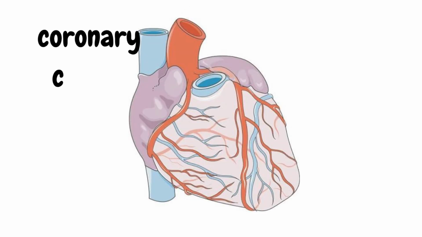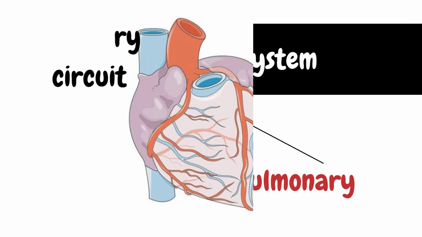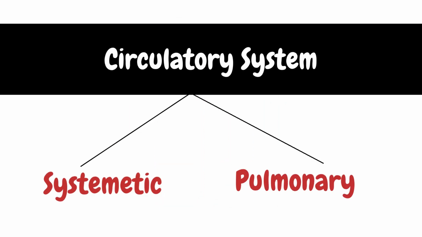The coronary circuit. Coronary refers to the heart's arteries. The circuit provides the heart muscle with oxygen. Oxygen-poor blood goes to the heart's upper right chamber to be sent to the lungs for oxygen. Types of circulatory system.